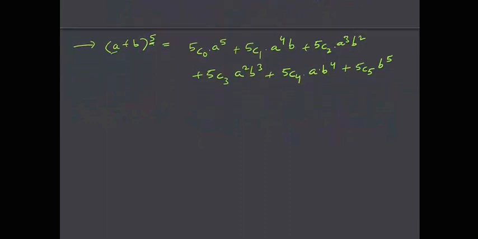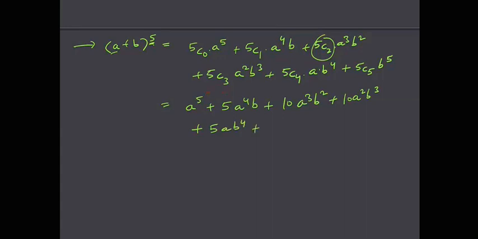Fine. So this is how we can expand (a+b)^5. Now let us just put the values. The value of 5C0 is 1, so it is a^5. 5C1 is nothing but 5, so it is 5a^4 b, plus 5C2. 5C2 is 10. You can compute it: it is 5 factorial by 2 factorial 3 factorial. So 10a^3 b^2, and 5C3 is equal to 5C2 because nCr is nC(n-r). So it is 10a^2 b^3, plus 5C4 is again 5ab^4, plus 5C5 is 1. So it is b^5.